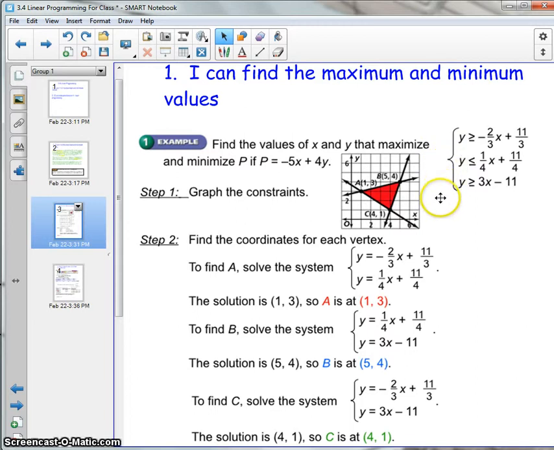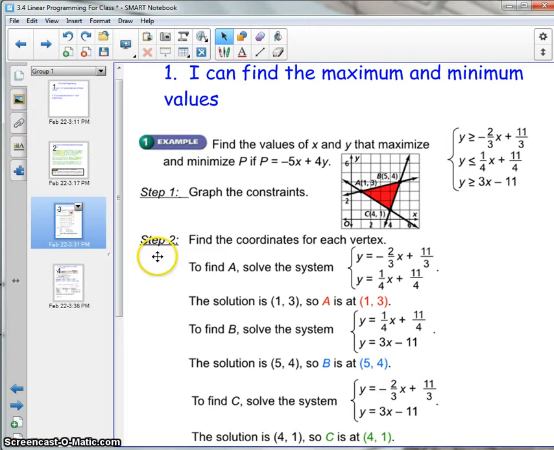You're going to find, once you graph these lines and shade in the right region, that this area here in red is our feasible region. So if we picked any point in this feasible region and plugged it into our inequalities, we would find that it would check and it would work.